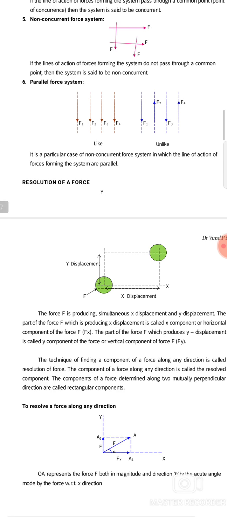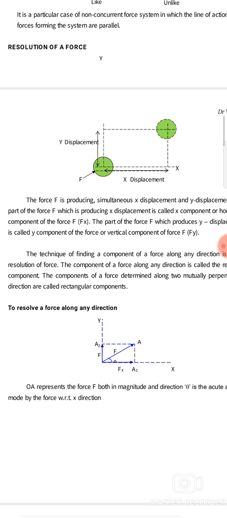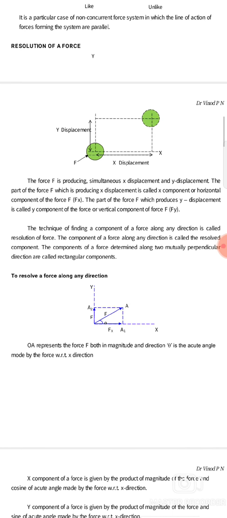Then resolution of force. We can see that resolution is done through the x-axis and y-axis, that is, in two dimensions. The force F produces simultaneously an x displacement and a y displacement. The part of the force F which produces x displacement is called the x component, or the horizontal component of the force. The part of force F which produces y displacement, along the y-axis, is called the y component, that is Fy and Fx. The technique of finding the components of a force along a direction is called resolution of force.